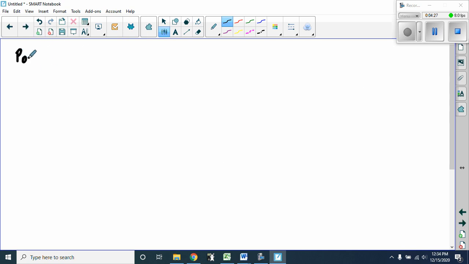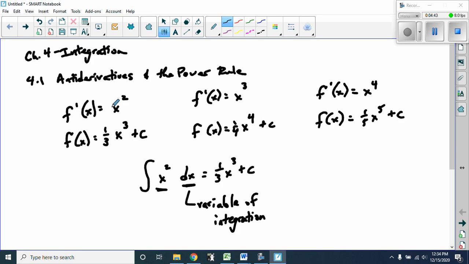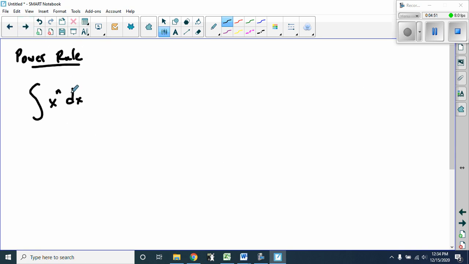The power rule for integrals says if we integrate x to the n, that's an n, integral of x to the n dx. Notice to get here, I add 1 to the exponent, and I divide by this new thing. So I am going to add 1 to the exponent and divide by this, and then plus some constant. That is the power rule for integrals.